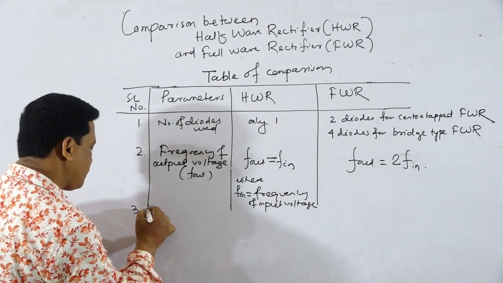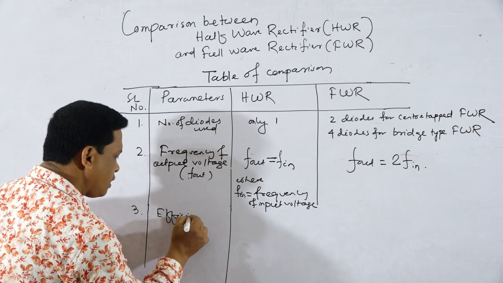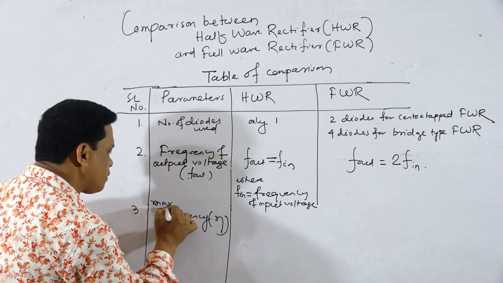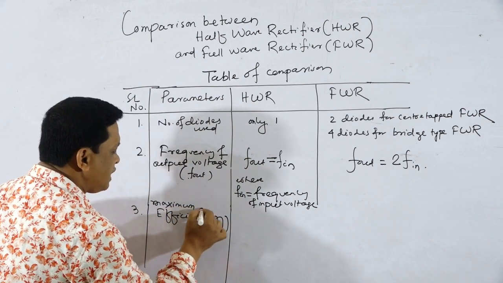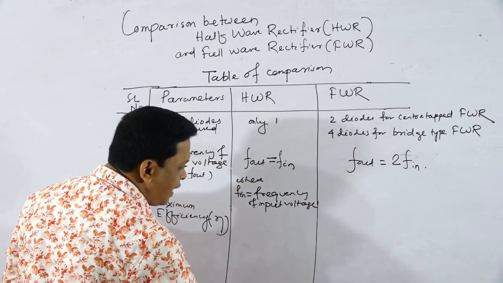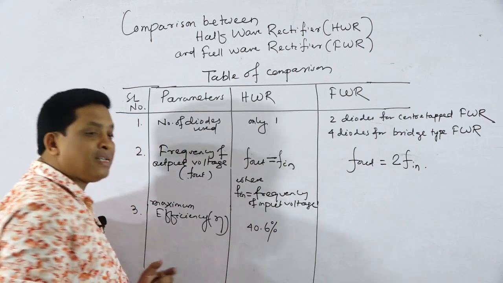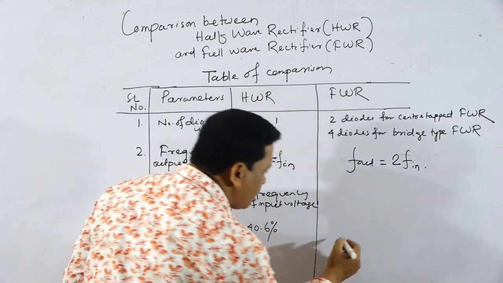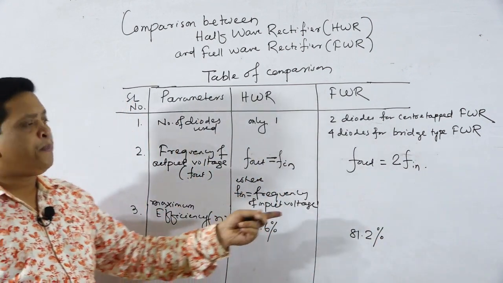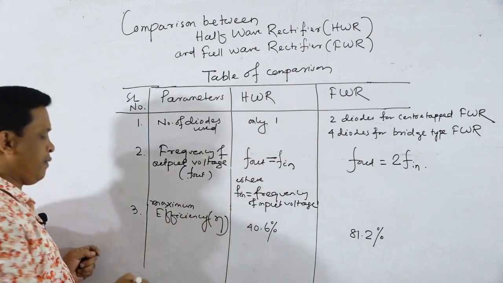Number 3, efficiency eta. You can write maximum efficiency eta for half wave rectifier is 40.6%, but here it is 81.2%. That means the efficiency of full wave rectifier is double the efficiency of a half wave rectifier.